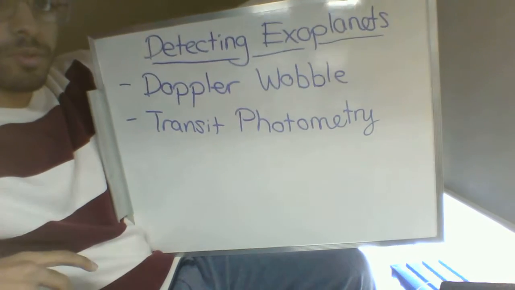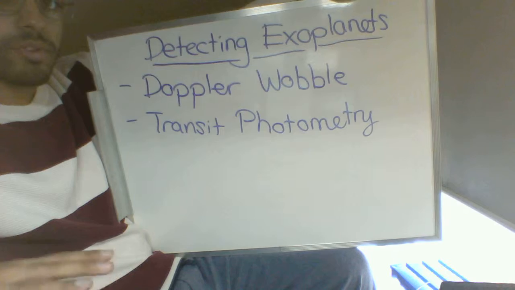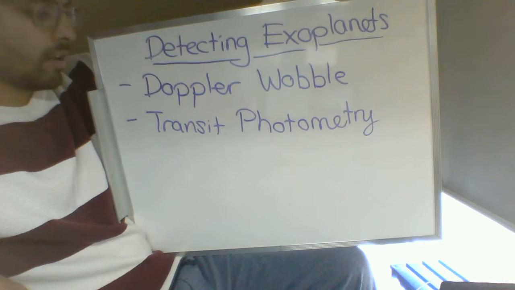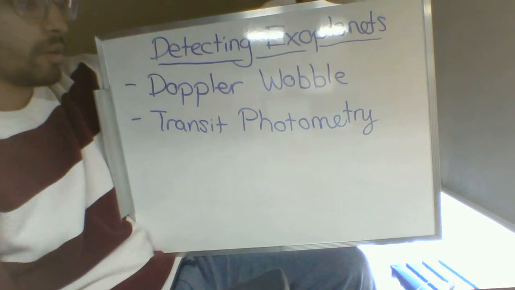Okay, so there are two things, and they're both quite different from one another, but they both depend on light. They depend on light in different ways, but they both depend on light. So the first one we're going to talk about is the Doppler Wobble.